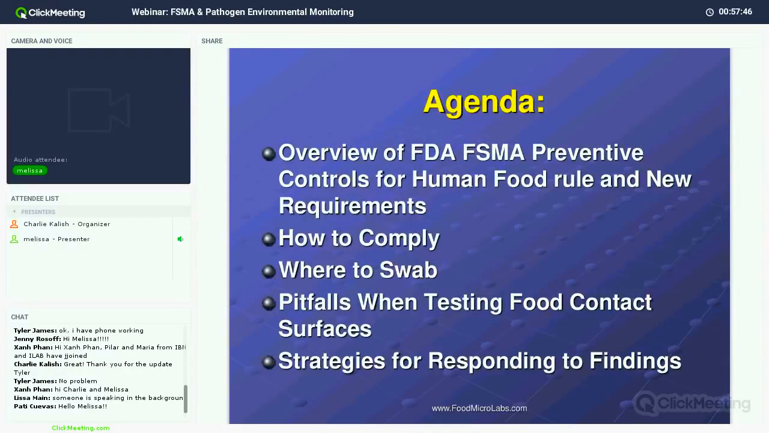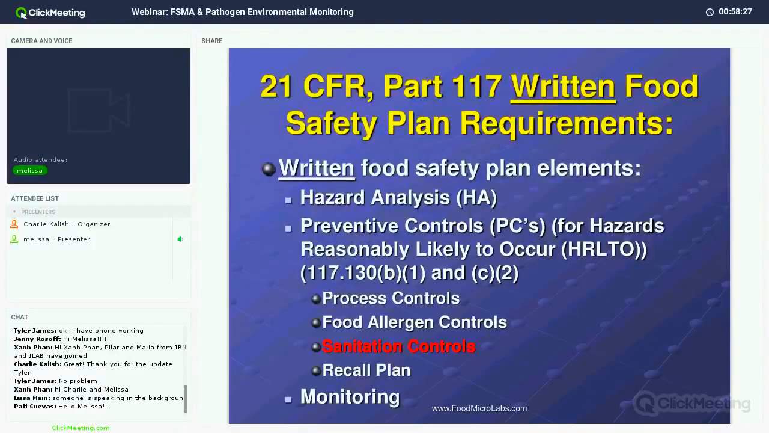Today what we would like to go over is a very brief overview of the FSMA preventive controls relative to the new requirement for environmental pathogen monitoring. We're going to talk about how to comply, some details on where to swab, some of the pitfalls when testing food contact surfaces, and some strategies for responding to findings. In an arena where we've not had to do mandatory pathogen environmental monitoring, these are all important and relevant questions on everybody's mind.